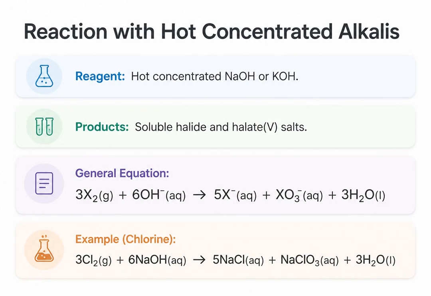If we change the conditions and use hot, concentrated alkali instead, the reaction is driven a step further. The halate(I) ions that initially form are unstable at high temperatures and further disproportionate. The final products are a halide salt and a halate(V) salt. For example, chlorine yields sodium chloride and sodium chlorate(V).